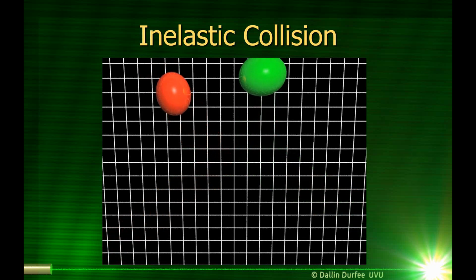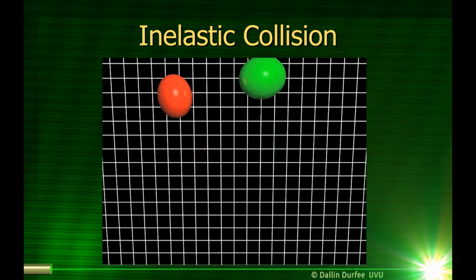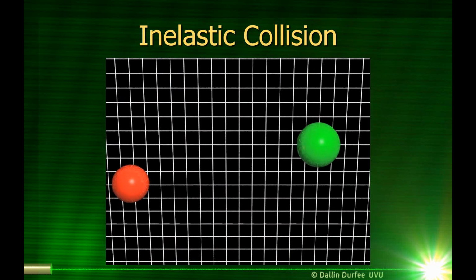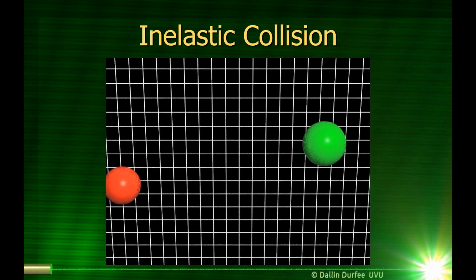Now let's move into the center of mass frame. In the center of mass frame, we're going to be moving with respect to the grid. We're going to be moving at the velocity of the center of mass of the system. Here we come. Boom. That's what happens in the center of mass frame.